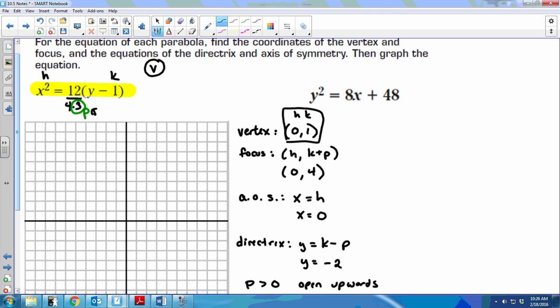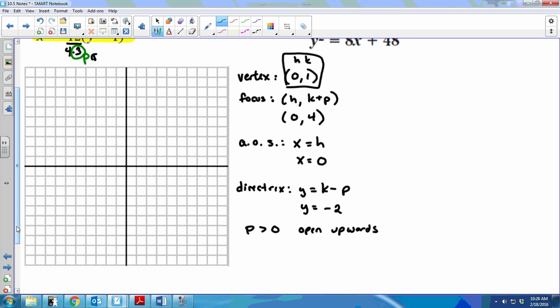So now I'm going to graph this. The vertex is at 0, 1. So that's right here. That's my vertex. The focus is at 0, 4. That's my focus. The axis of symmetry should go through those 2 points. X equals is a vertical line, so make sure you remember that. So x equals 0 is the axis of symmetry, and it goes right through here.